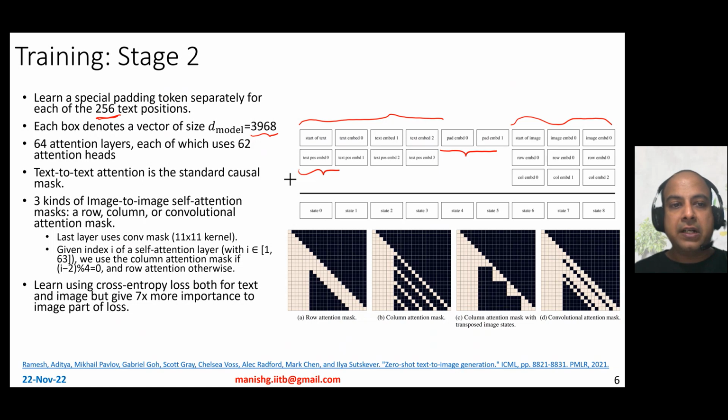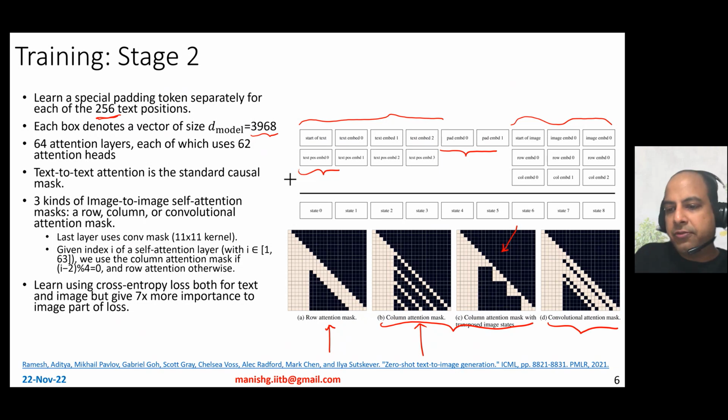The text-to-text attention is the standard autoregressive causal mask. However, the image-to-image self-attention follows 3 different kinds of masks: a row attention mask, basically paying attention to pixels in the previous row, or rather one row in that sense, right? Or it uses a column attention mask. These 2 masks are both column attention masks, it's just that this is a more optimized version, right? Or it could use a convolution attention mask.